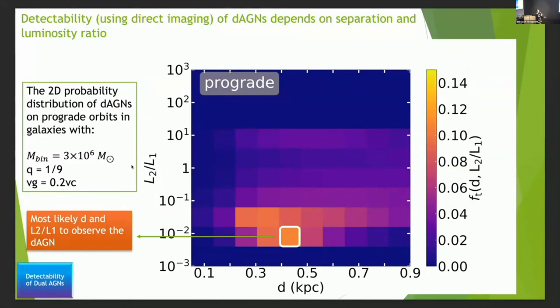So here we're looking at the 2D probability distribution of a pair of dual AGNs with relatively low pair mass, low mass ratio, and in host galaxies with slow rotating gas disks. The y-axis here shows the luminosity ratio, the x-axis shows the separation between the two massive black holes. The color bar is the fraction of evolution time or decay time in the entire simulation. You can think of this as just the probability of observing the system. So you can see by the hottest pixel in this plot that this pair is most likely to be observed as a dual AGN at a separation of 400 parsec and at a luminosity ratio of 10 to the -2.